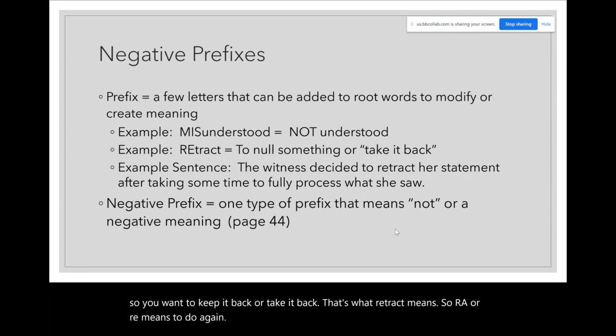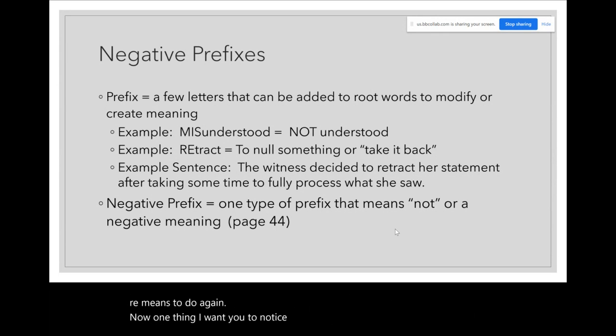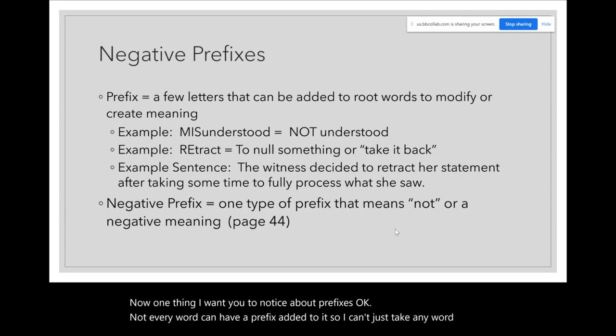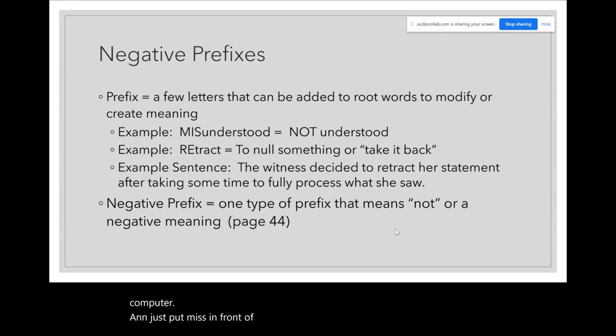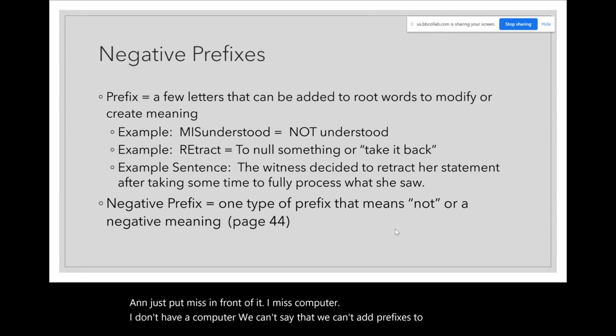Now, one thing I want you to notice about prefixes, okay? Not every word can have a prefix added to it. So I can't just take any word like computer and put miss in front of it. Oh, I miss computer. Like I don't have a computer. We can't say that. We can't add prefixes to every word, okay?